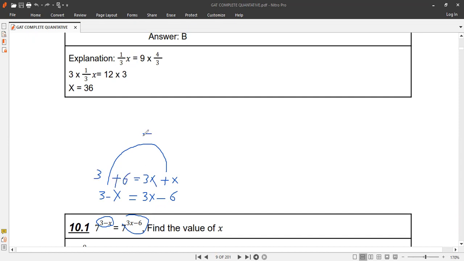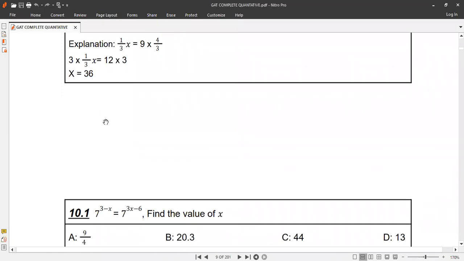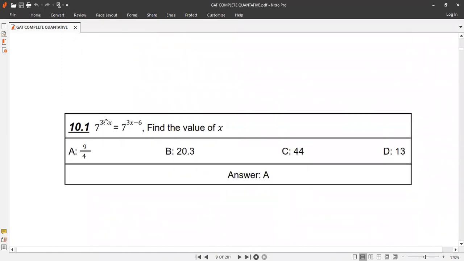Now let's combine like terms. 3x plus x equals 4x. Here 3 plus 6 equals 9. Now we divide both sides by 4. So x equals 9 over 4. The answer is A.